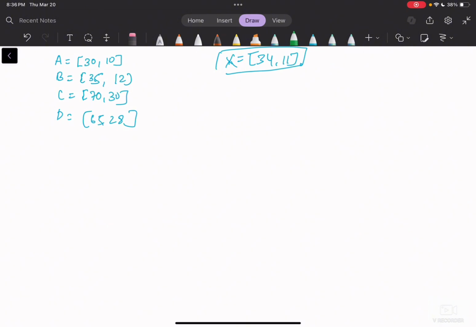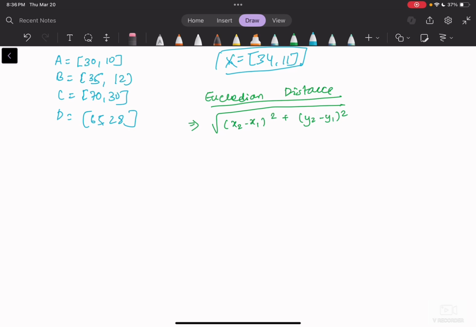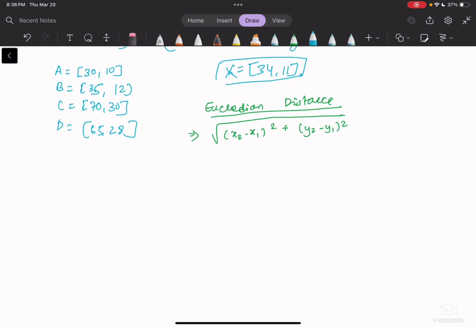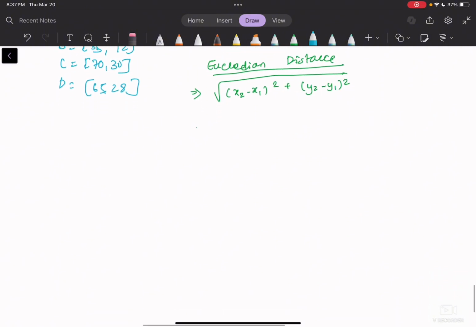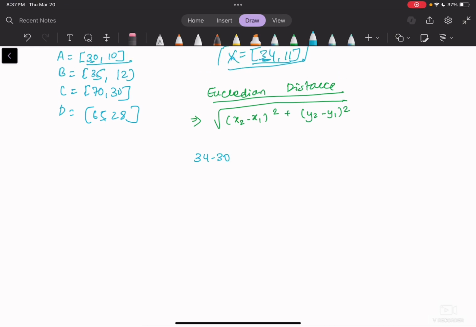Here we're going to use what's called a Euclidean distance. The formula for this is very simple. Square root of the whole thing, (x2 minus x1) whole square plus (y2 minus y1) whole square. This is your Euclidean distance. So let's figure out the Euclidean distance to A, B, C, D with respect to X. Distance to A: A is 30, 10, and X is 34, 11. So that would be (34 minus 30) squared plus (11 minus 10) squared, and then you square root the whole thing. That's your distance to A.